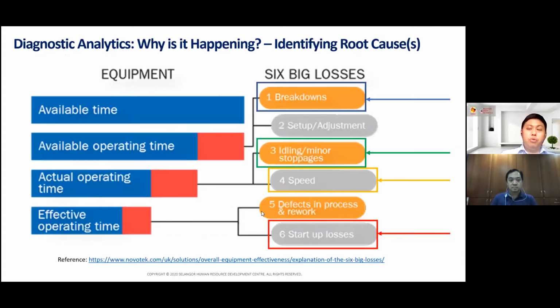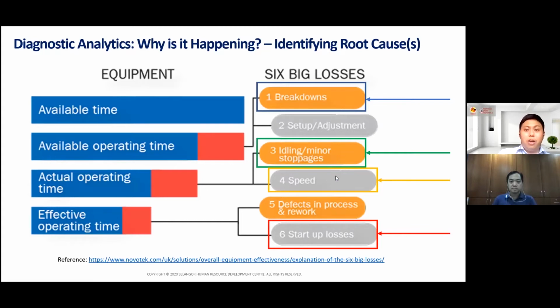And straight away, by doing OEE calculation, you can already identify why it is happening, by identifying the root causes which cause your losses, right? Your 6 big losses. So why is it happening when you have a lot of breakdowns? Why is it happening when you have a lot of minor stoppages? Your speed is not at its optimum level, and why you have a lot of startup losses.